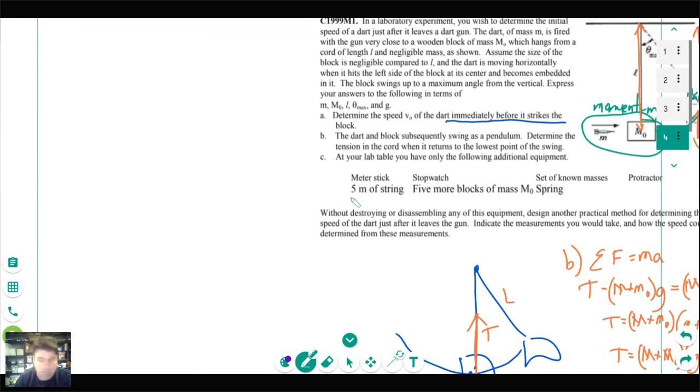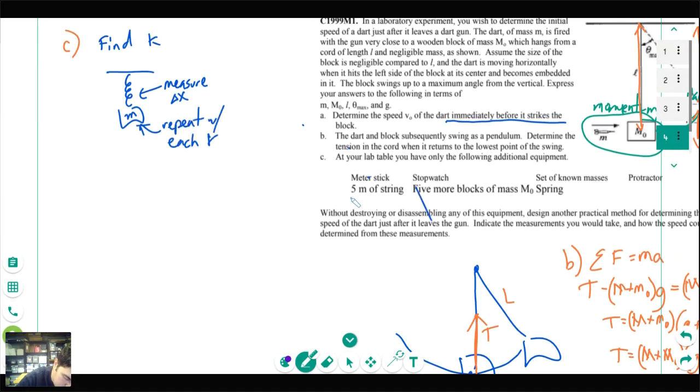And again, with any experimental design question, this is not the only way to do it. This is simply just the one that I was thinking of right now. So we definitely could find a different one here. My thought is for this part, let me change colors here. We could find the K of the spring by hanging it vertically, putting some mass on it, measuring the change in X for each of the known masses. Do something like graphing force versus delta X. Linear graph, slope of it tells us K. So now we have the spring constant, and that would use the meter stick, the masses, and the spring.